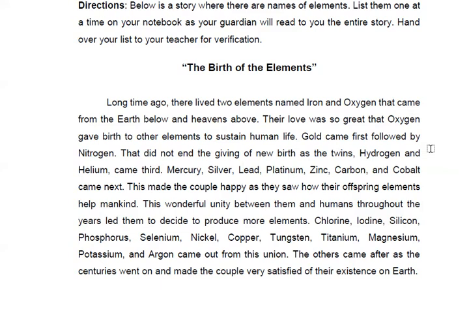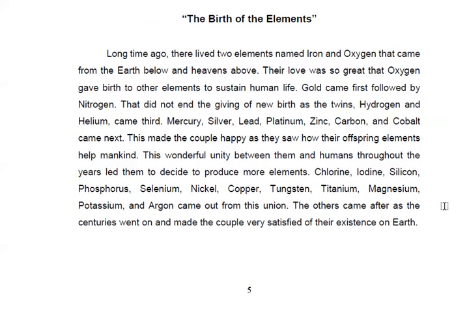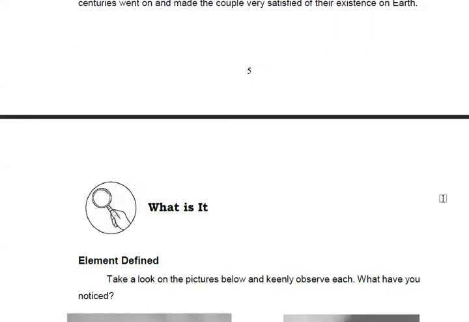This wonderful unity between them and humans throughout the years led them to decide to produce more elements, and these are chlorine, iodine, silicon, phosphorus, selenium, nickel, copper, tungsten, titanium, magnesium, potassium, and argon. The others came after as the centuries went on and made the couple very satisfied of their existence on Earth.